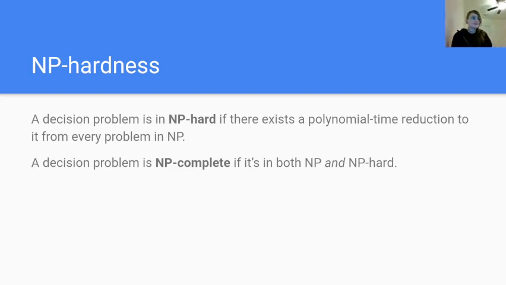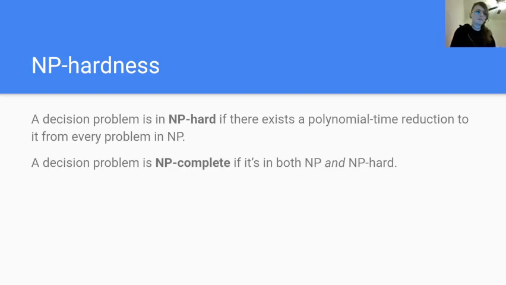And then another little bit of lingo is that a decision problem is NP complete if it's in both NP and NP-hard. So there's this universe of NP-hard problems, and if a decision problem is also in NP, then we call it NP complete. It's that easy.